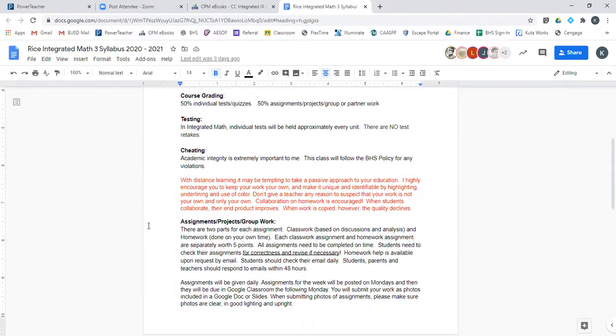It's easy and tempting to take a passive approach to your education. I highly encourage you to keep your own work, make it unique and identifiable by highlighting, underlining, and making use of color. Don't give a teacher any reason to suspect that your work is not your own and only your own. Collaboration is encouraged. I highly recommend you ask for help, work together if you can. It improves the quality of your work and your learning. However, when you copy it, the quality declines.